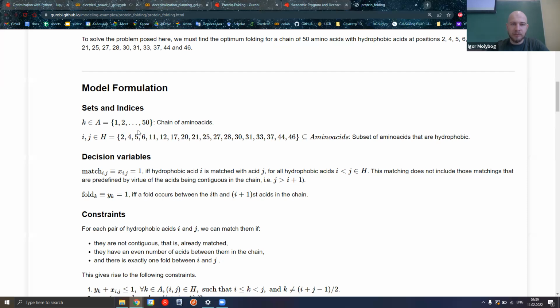Essentially the numbers in the linear structure. We have that on the second position there's a hydrophobic acid, on the fourth position, the fifth position, and so forth. And in total, we have 50 acids in our chain.